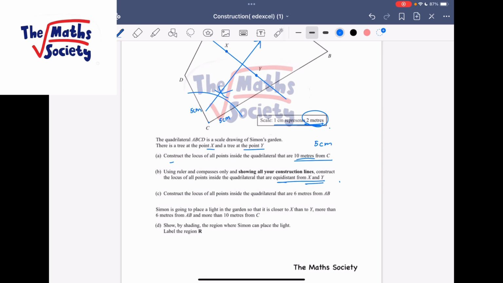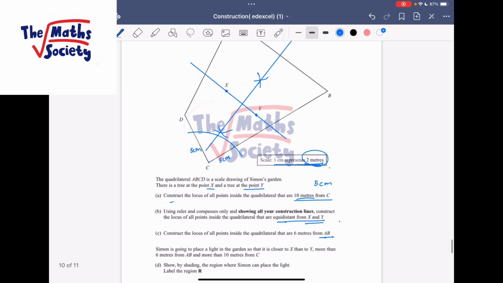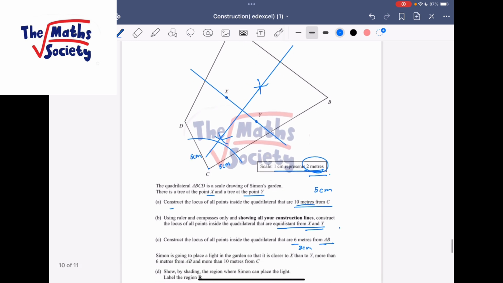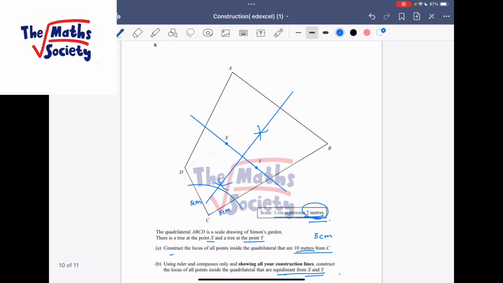It says construct all the locus of points that are 6 meters from AB. So 6 meters basically means 3 centimeters from AB. So it has to be 3 cm from AB. We just measure 3 cm and draw a line across, and that would make this 3 centimeters, which is basically 6 meters.